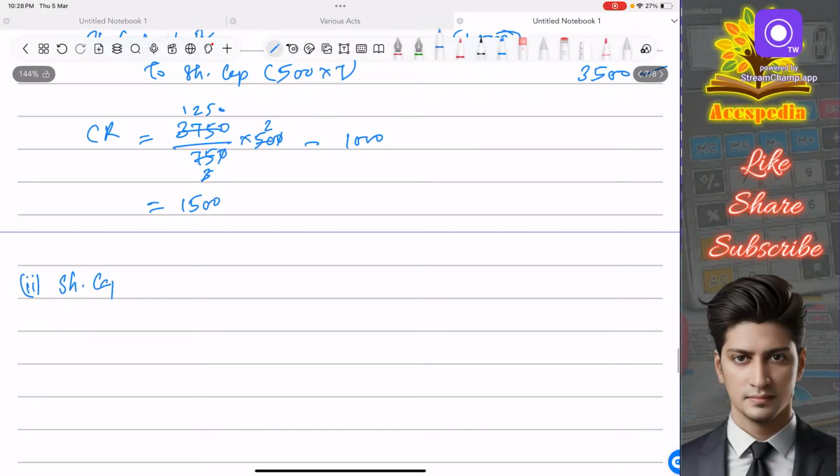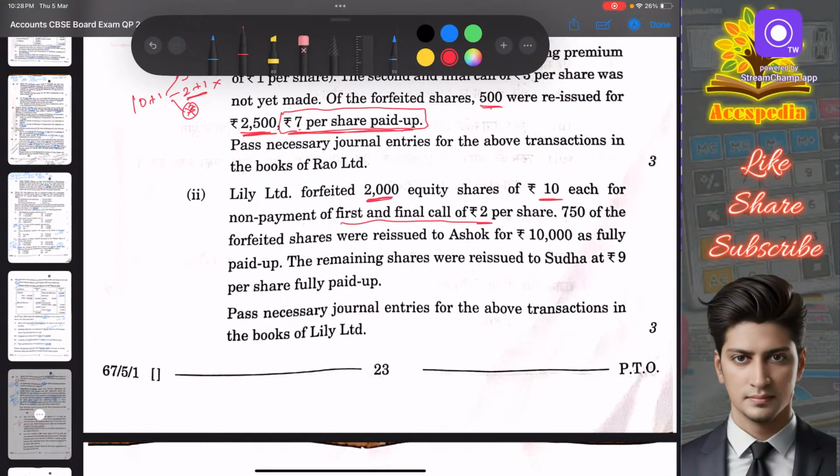So the entry will look like this: share capital account debit to share forfeiture account, to calls in arrear account. So 2000 shares forfeited, called up value is 10. 2000 fully called. How is it fully called? See, the final call he did not pay. That means till the final call we have made the call. So the called up value is the full value.